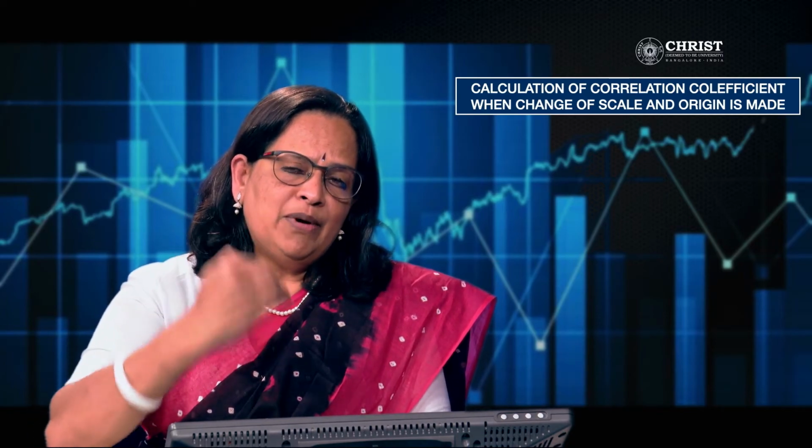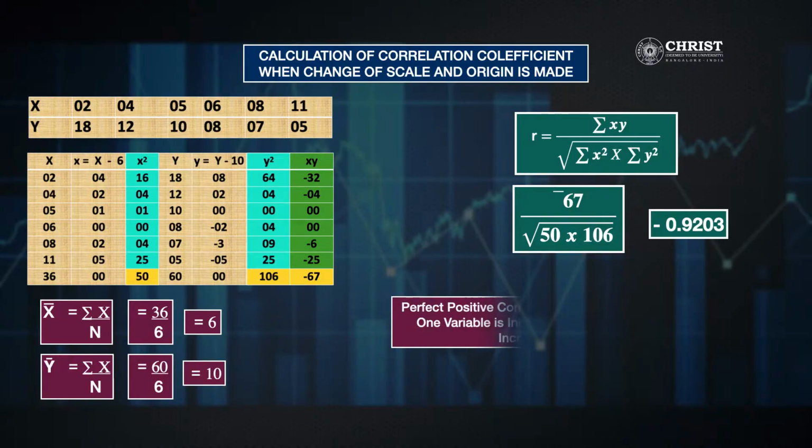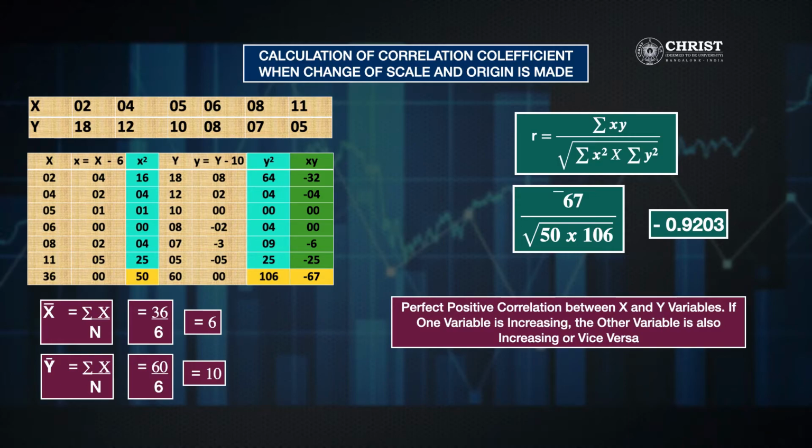When you compute the correlation coefficient for the converted series also, r should be the same value, minus 0.9203. That means a very high negative correlation. As I told you, when interpreting the value, if you are getting a value close to 0.9 or above 0.9, we say very high negative correlation, meaning the variables are moving in opposite directions. If one variable is increasing, the other is decreasing, or vice versa. That is the interpretation.